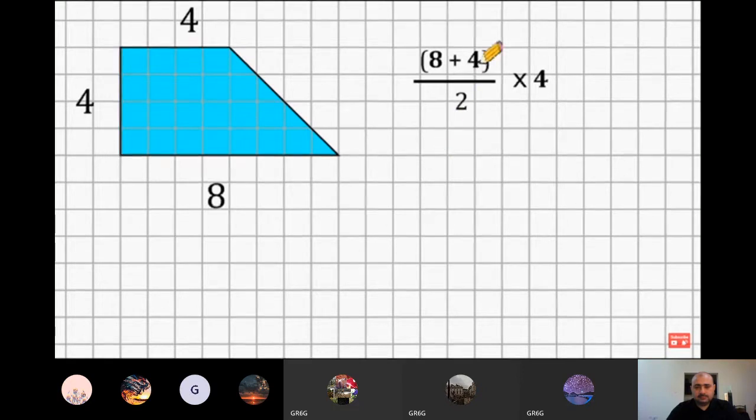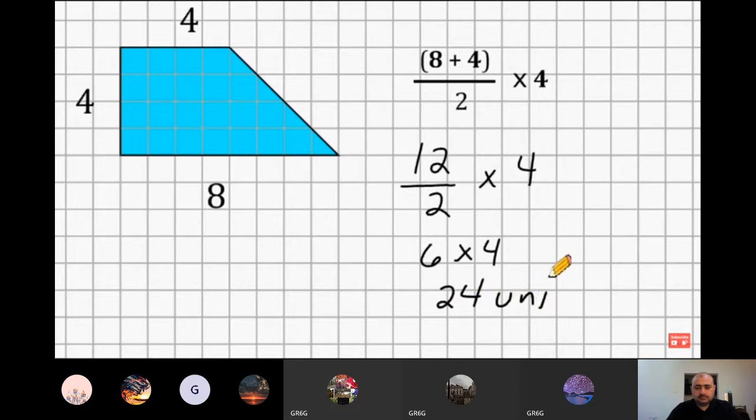So the first thing that we're going to do is add these two bases together, and that gives us a total of 12. And we have to take that total and divide it by 2. And then we take that result and multiply by 4. And 12 divided by 2 is 6, and 6 times 4 is equal to 24. So the area of this right trapezoid is 24 square units.